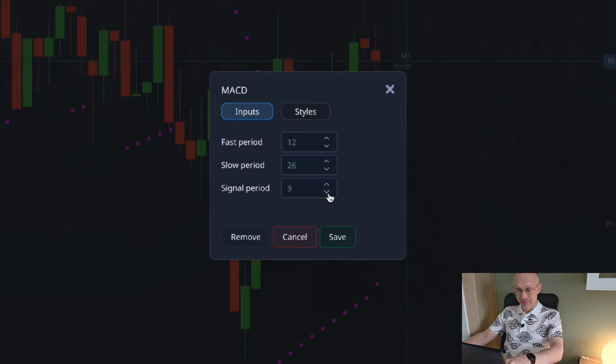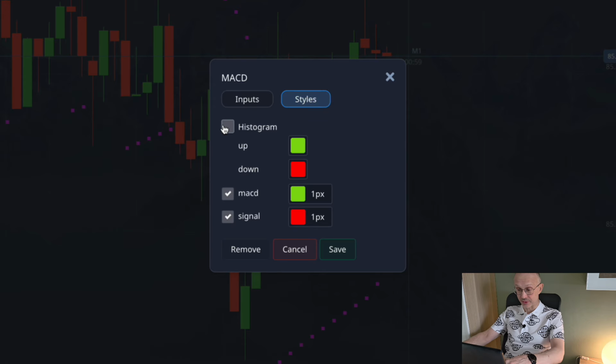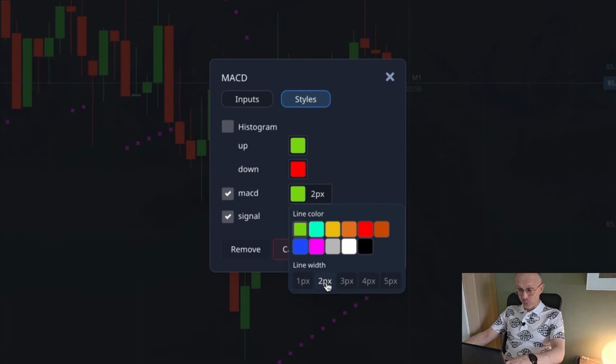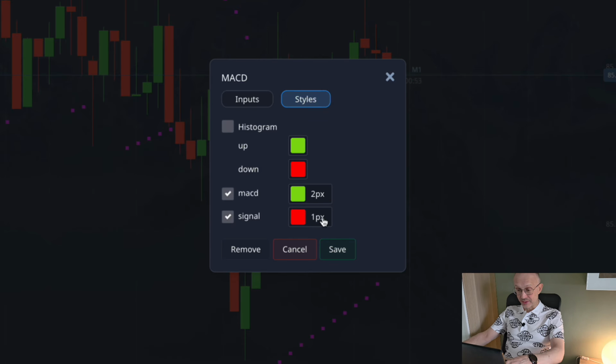Let's configure the MACD. Let's set the signal period to 5, set the slow period to 20, and let's set the fast period to 10. And we go to Style and disable the histogram. Set the width of the MACD and signal lines to 2 and save.